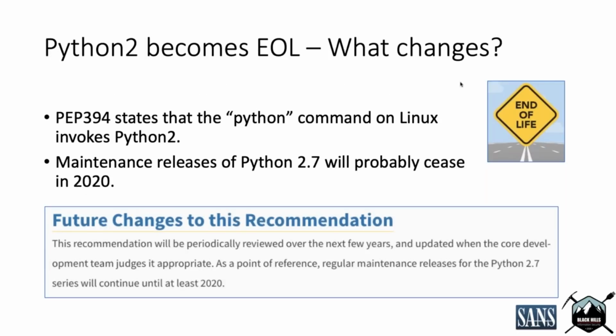So Python 2 becomes end of life. What actually changes? Well, first of all, PEP 394 is the Python Enhancement Proposal that states that the python command on a Linux system will invoke Python 2 by default. That's one thing that may change in the future, but may not necessarily change in 2020. It may stay that way, and frankly, it really is just a symbolic link on the operating system with respect to Linux. The thing that will change is that maintenance releases of Python 2.7 will cease to be released in 2020.